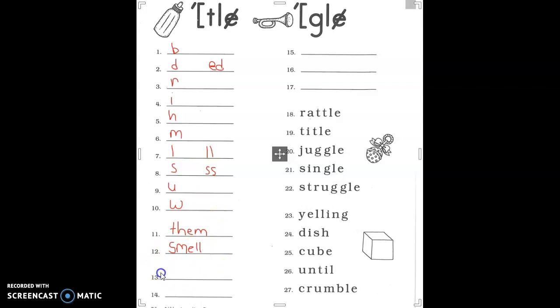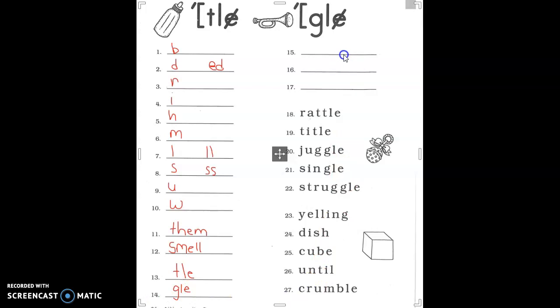Smell. 13, tool. Toll. T-L-E. And we know that goes with the word like bottle. Number 14, goal. Goal. G-L-E.